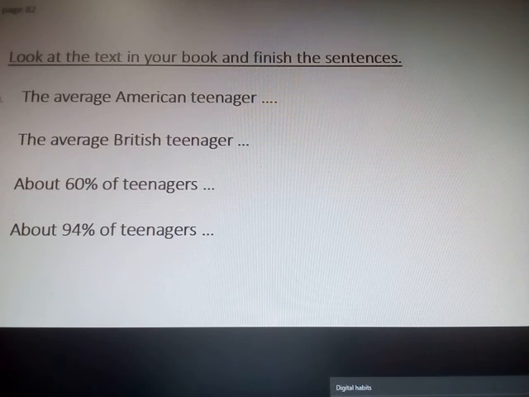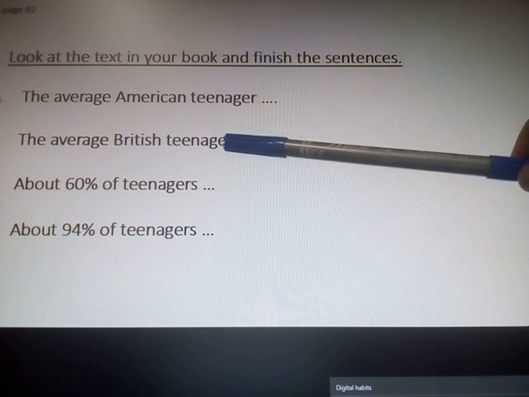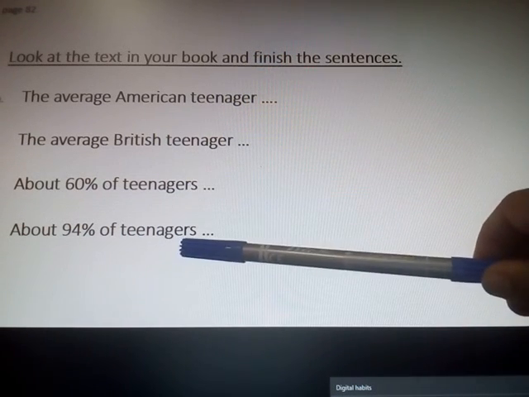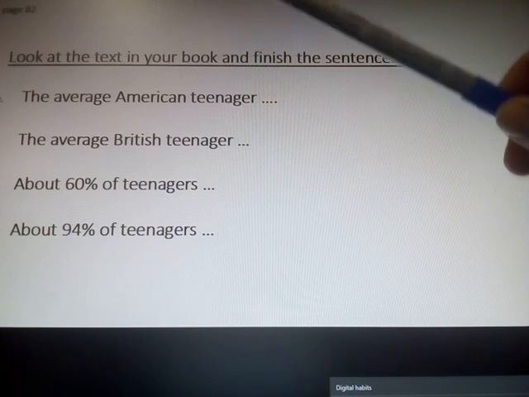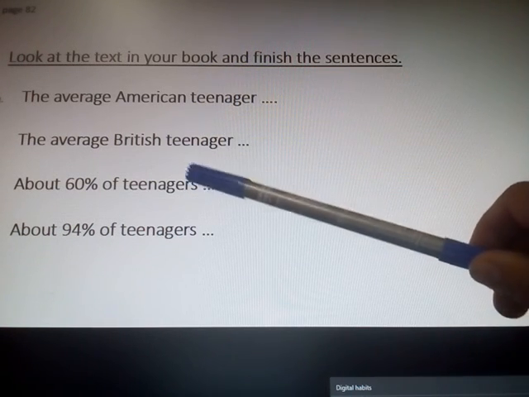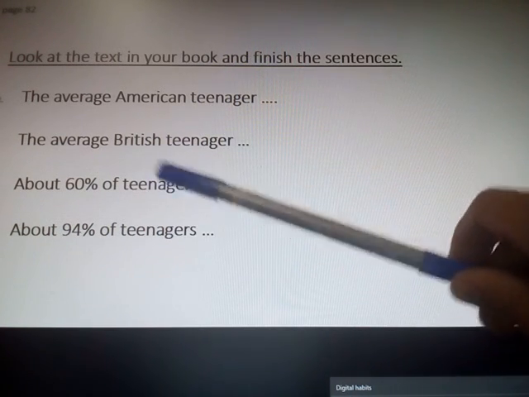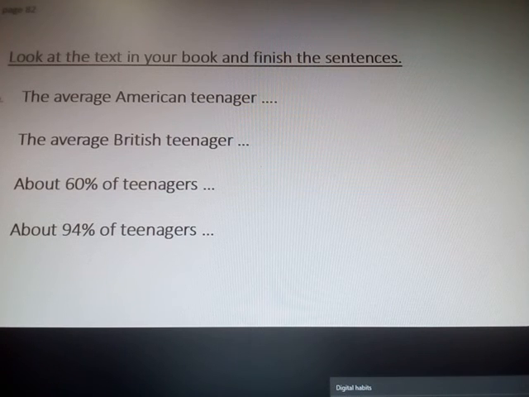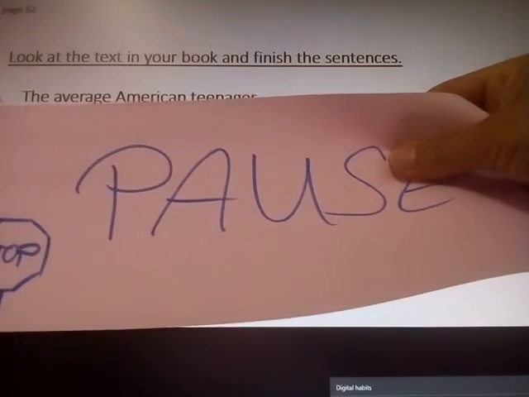Before we check our answers, make sure singular, singular, plural, plural. He, she, it, das, es muss mit S. Plural, plural, no S. Okay? So are you ready for the solutions? If not, pause.